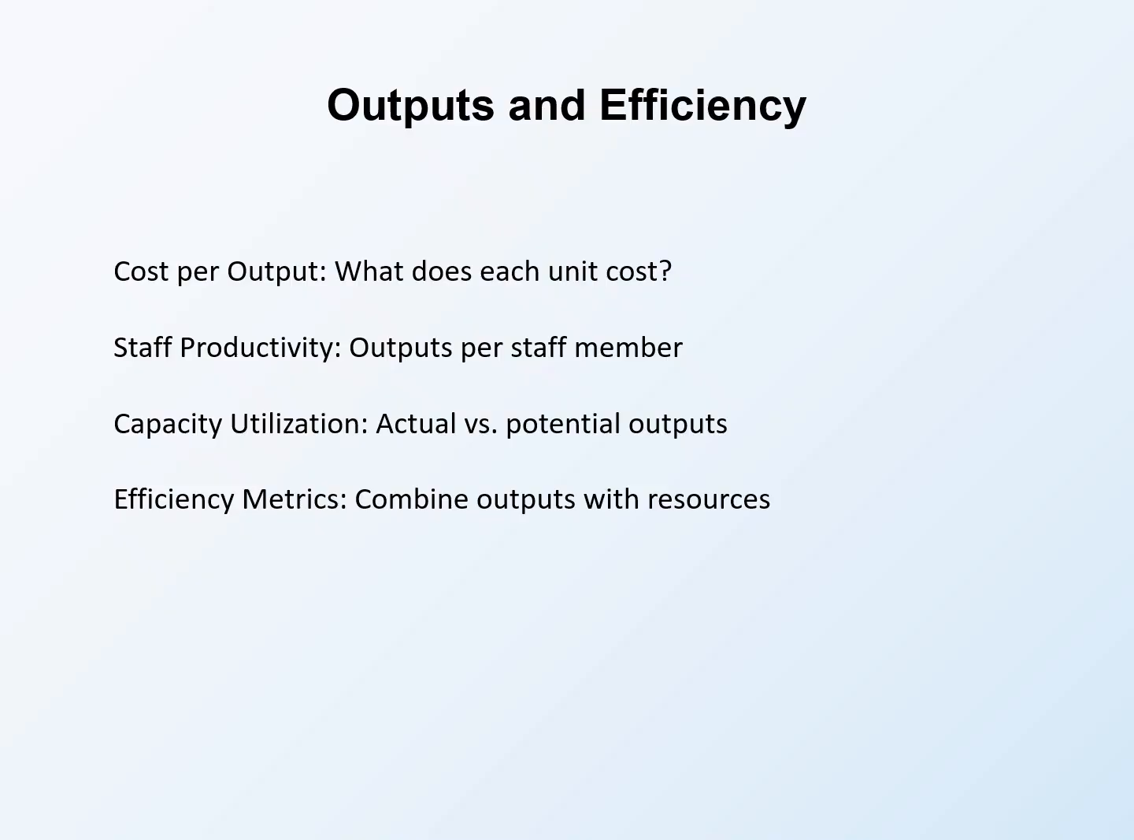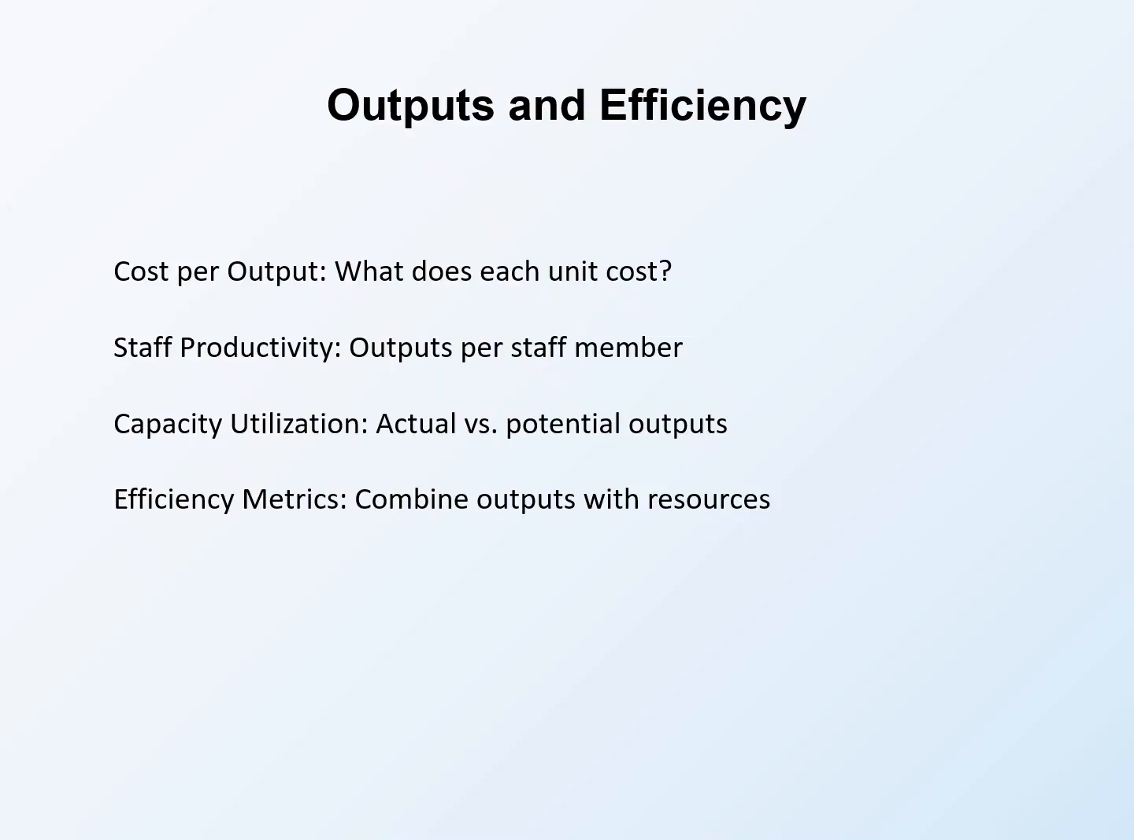Staff productivity measures outputs per staff member. If two case managers serve similar caseloads, productivity is comparable. If one serves twice as many, there are questions to explore. Capacity utilization compares actual outputs to potential outputs.